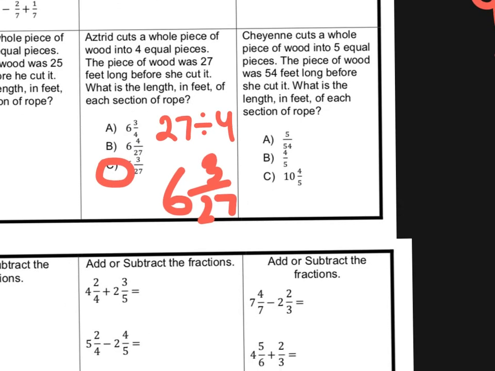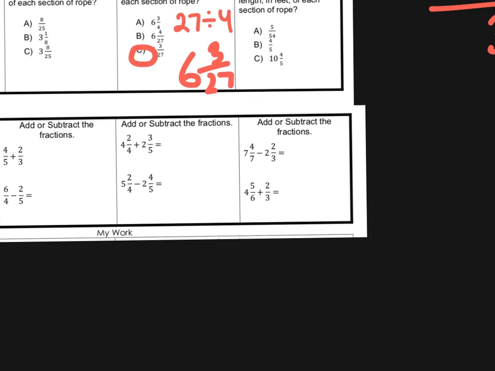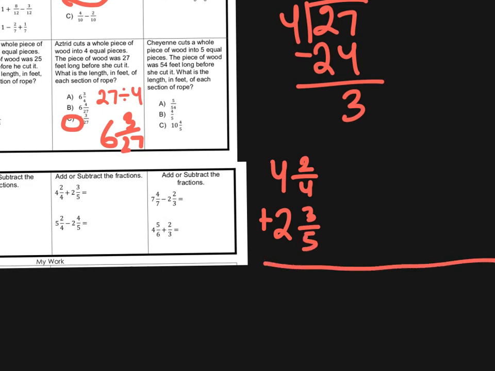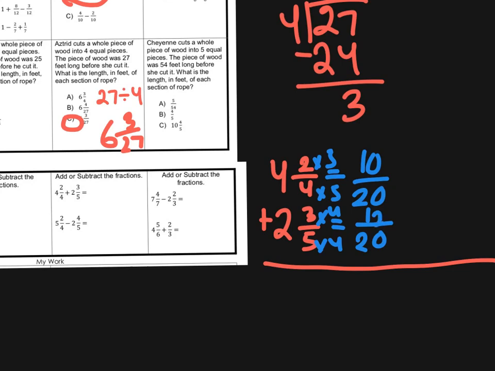For the next one, we have to add or subtract the fractions. It's 4 and 2/4. Let me write that down. Plus 2 and 3/5. Here we go. Let's go and start with our common denominator of 20 and 20. This is times 5 to give us 10. This is times 4 to give us 12. When we add that up, we have 10 plus 12, and that will give us 22 over 20.